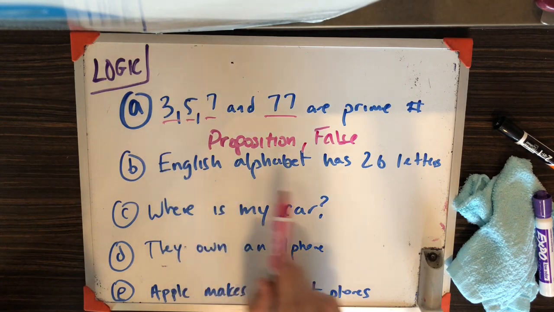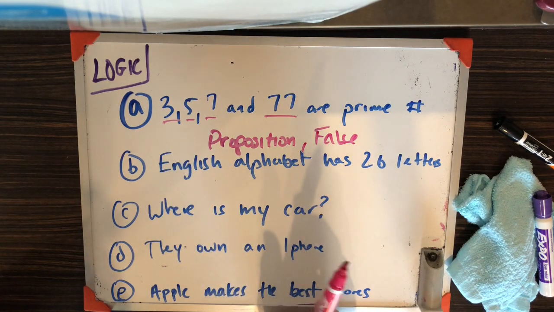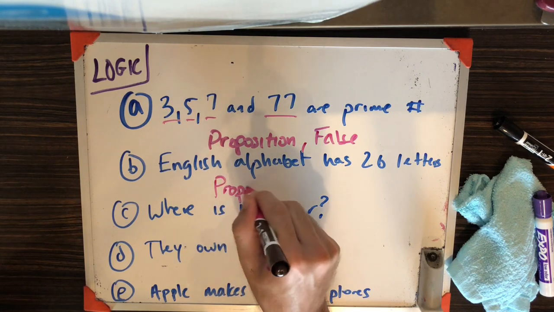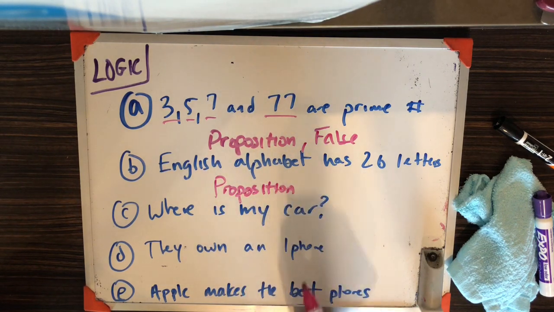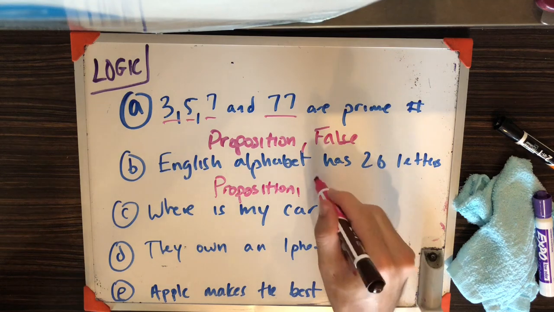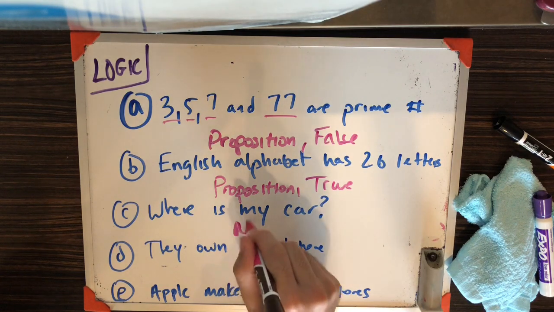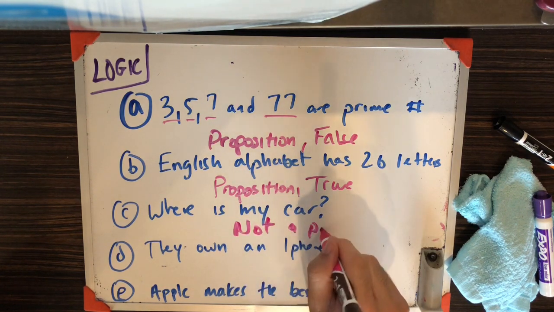Letter B, English alphabet has 26 letters. Again, this statement is a proposition, okay? Because we can say either it's true or false, and it ends up being true. The English alphabet does have 26 letters. Where is my car? Well, that's a question, and it's not a proposition.